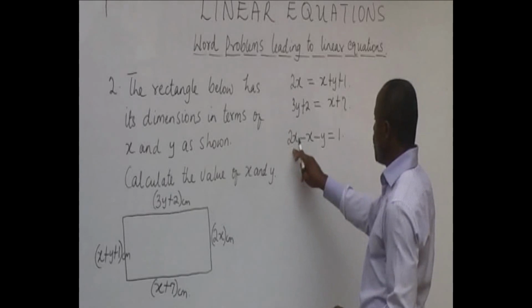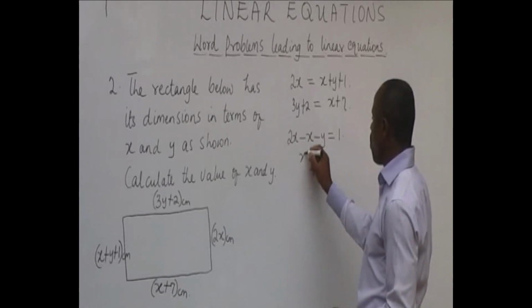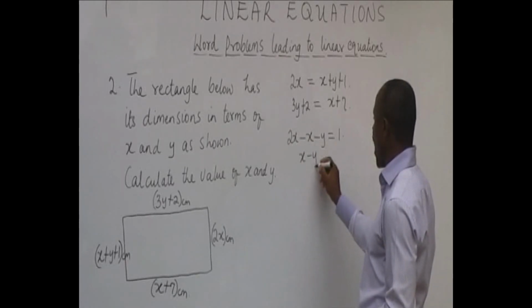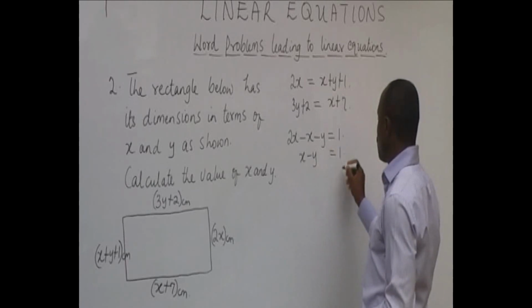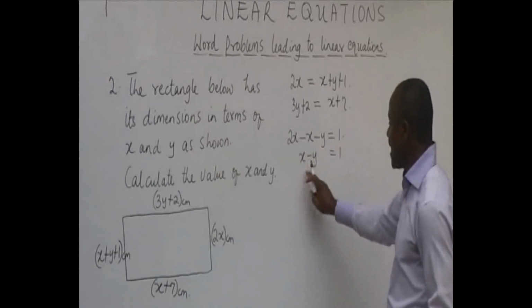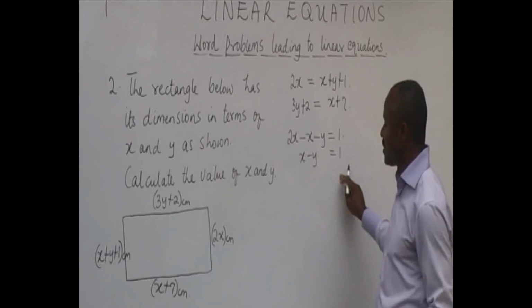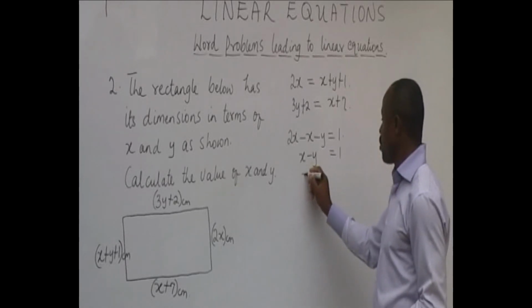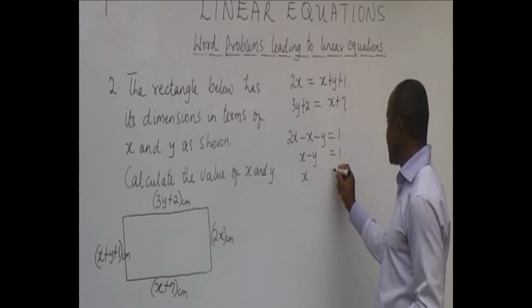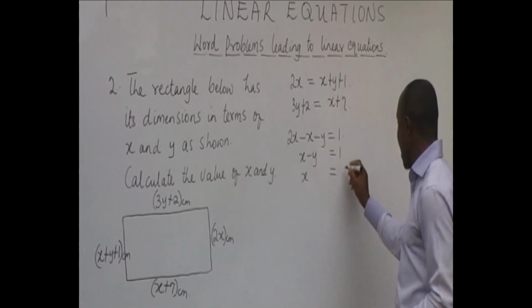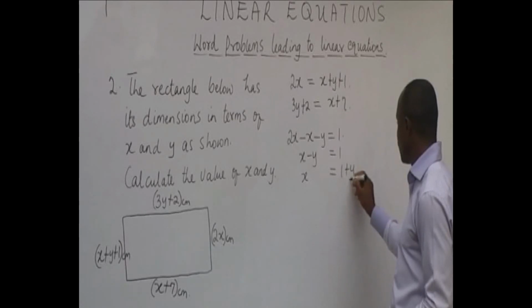Now 2x minus x gives you 1x. Then minus y is equal to 1. Make x the subject of the formula. Add y to both sides of the equation. When you do so, you have only x on the left hand side, and on the right hand side you have 1 plus y.